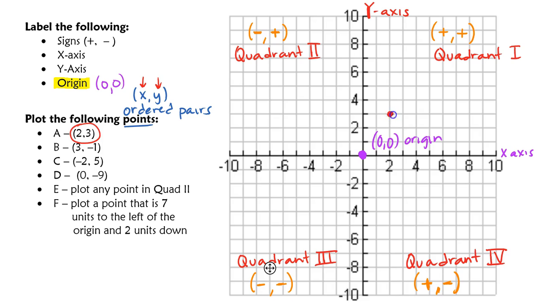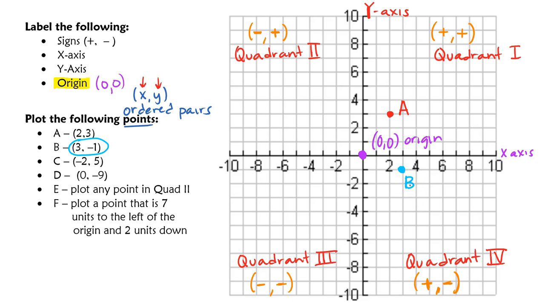So I'm right here. Now, whenever we plot points, we always want to make sure that we label them, and we always use capital letters to label points. So there's point A. All right, let's switch up colors here for a second. Now let's try B. So B says the point is (3, -1). So again, it's a positive 3. So I'm going to start at the origin and I'm going to move to the right 3 units because this is the positive direction. Then I'm going to go down 1 unit because it's negative. So here's my point, B.